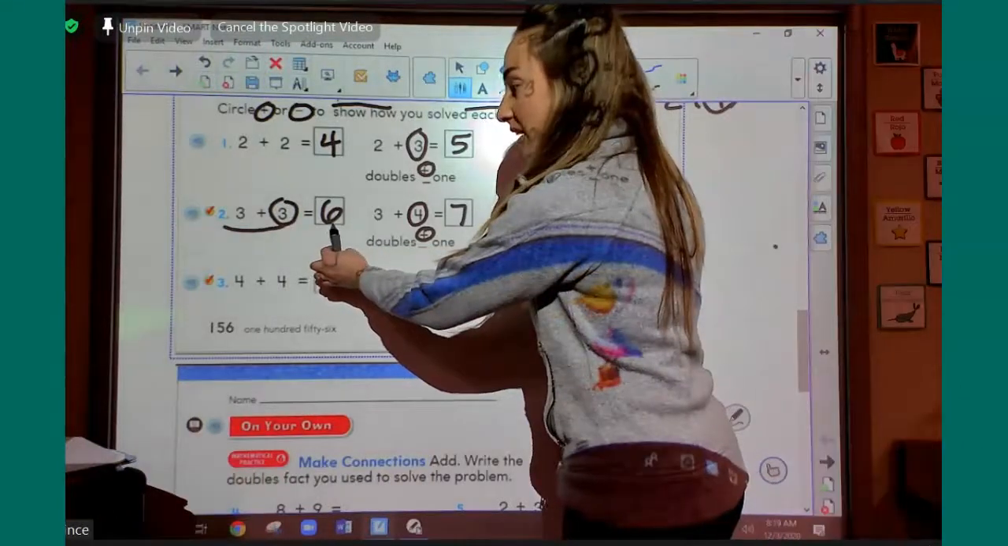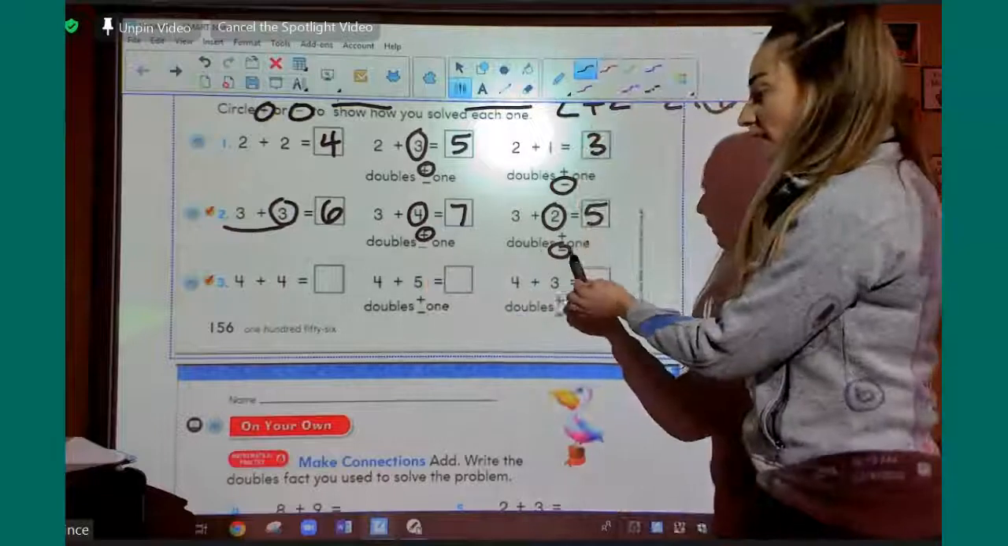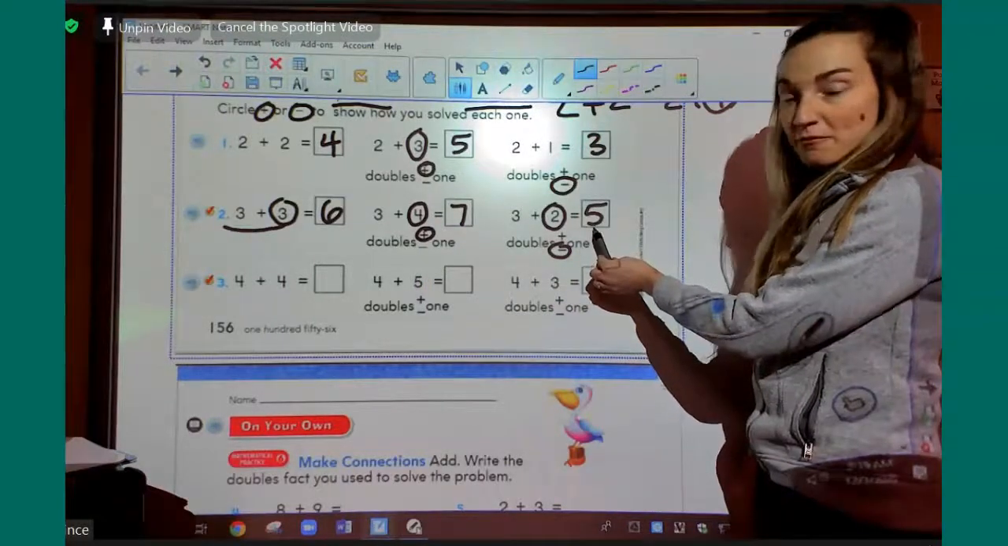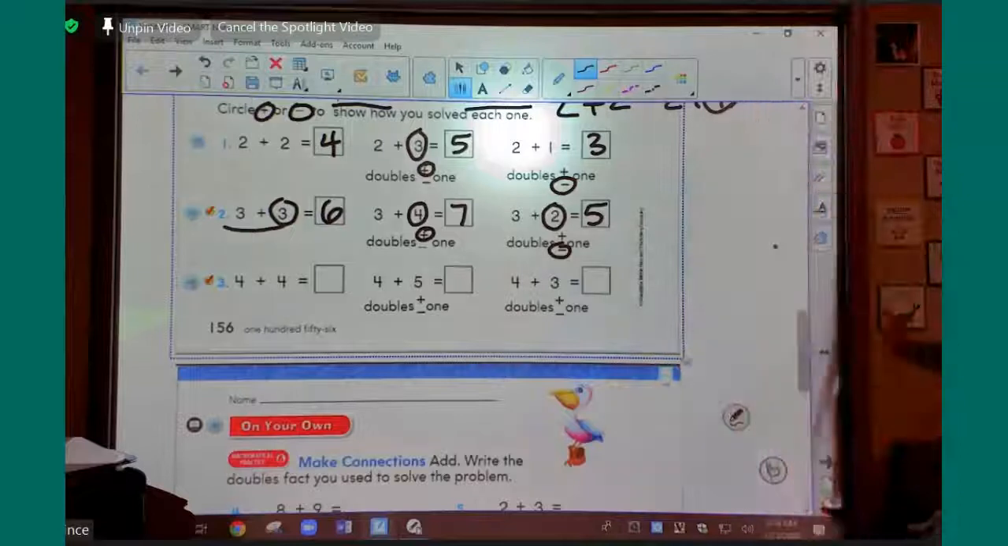The double was 6. Then we took away 1. So it became 5. You guys are so good at these.